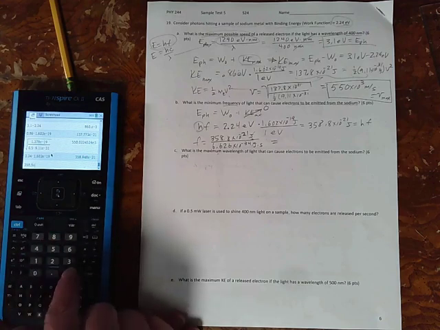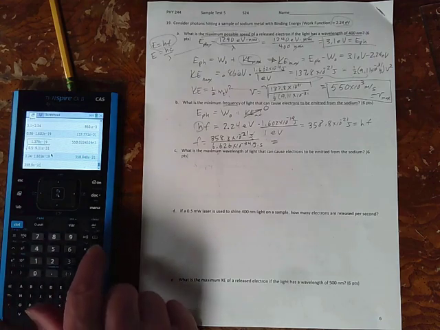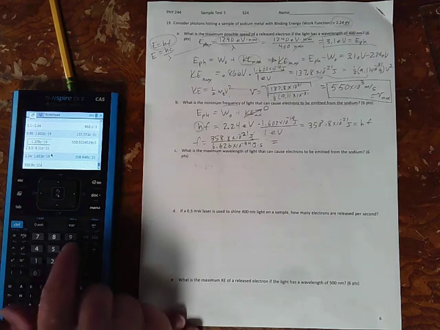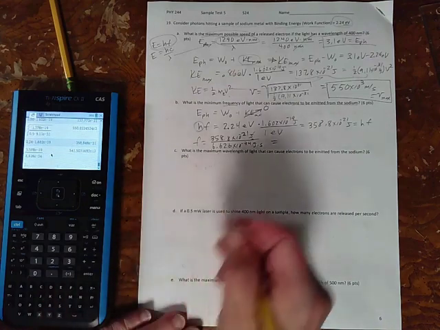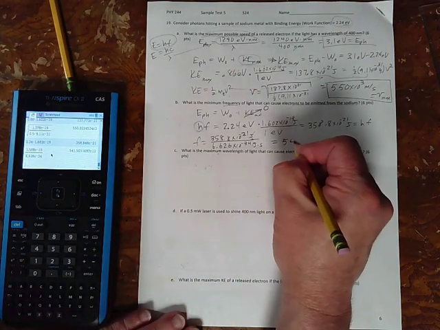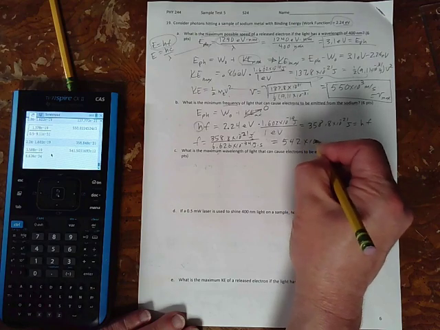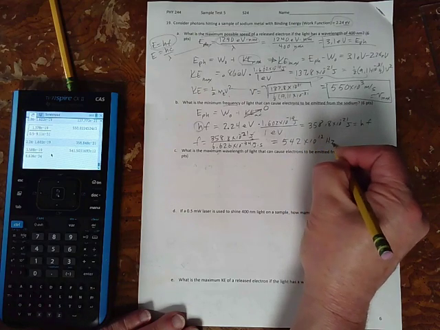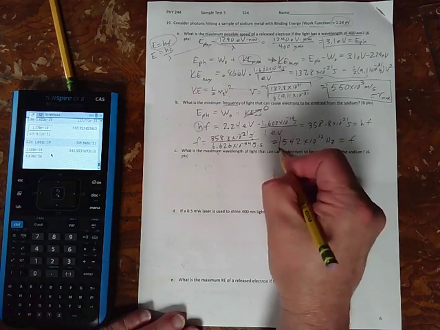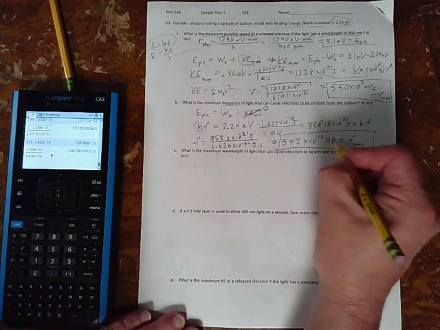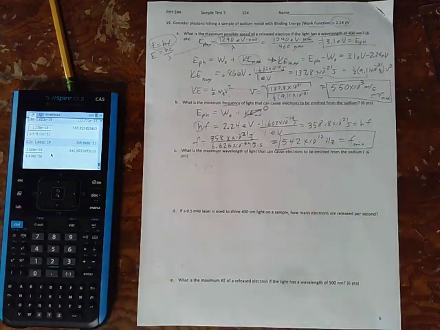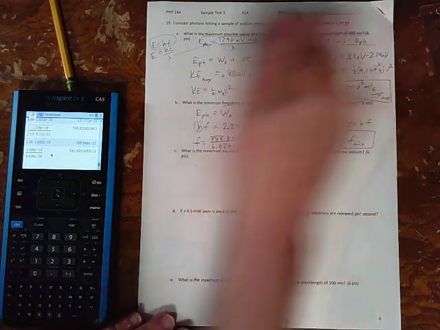358.8 times 10 to the negative 21 divided by 6.626 e negative 34, 542 times 10 to the 12th Hertz. That is the minimum frequency. Doesn't sound very minimum, sounds pretty big, but it's the smallest frequency of an EM wave that will free an electron with this binding energy in sodium.